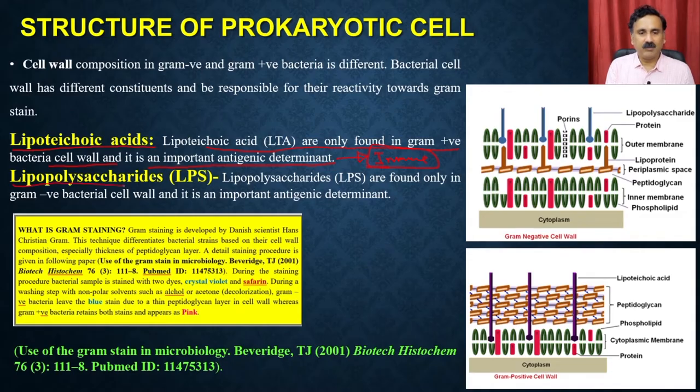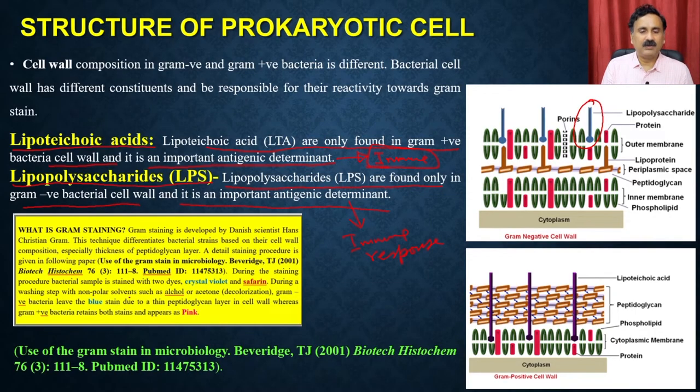Then we have the lipopolysaccharides, or the LPS. Lipopolysaccharides are only present in the gram-negative cell wall, and they are important antigenic determinants. So compared to lipoteichoic acid, which is only present in gram-positive bacteria, in gram-negative bacteria you have lipopolysaccharide, and that lipopolysaccharide is a very important antigenic determinant, because it is going to induce the immune response in humans.